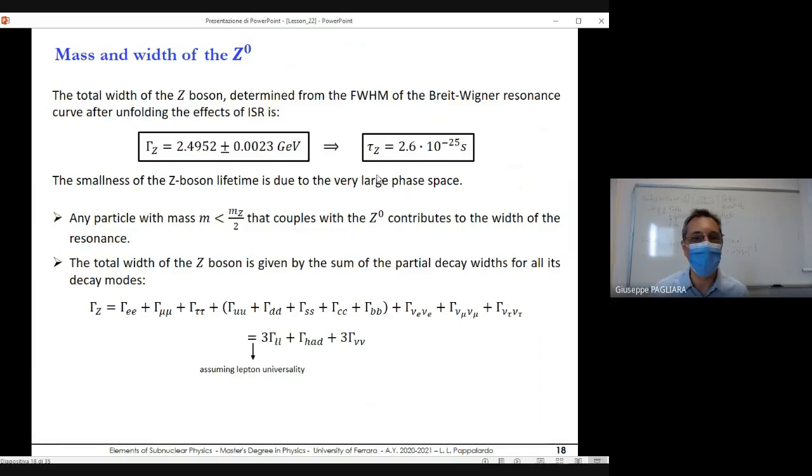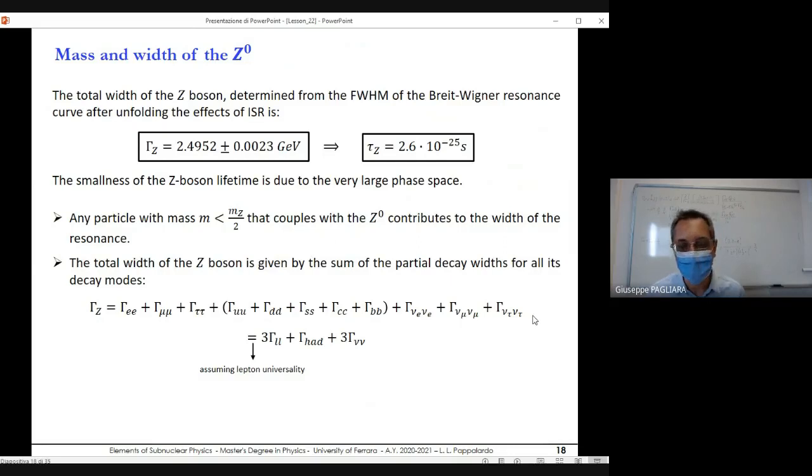But otherwise it can decay in any fermion antifermion pair if the mass of the fermion is smaller than half the mass of the Z. And so you see here the full collection of possible decay modes of the Z. It can decay into electron positron, mu plus mu minus, tau plus tau minus, u ubar, d dbar, s sbar, c cbar, b bbar, not t tbar because it is too heavy. And also into neutrinos.